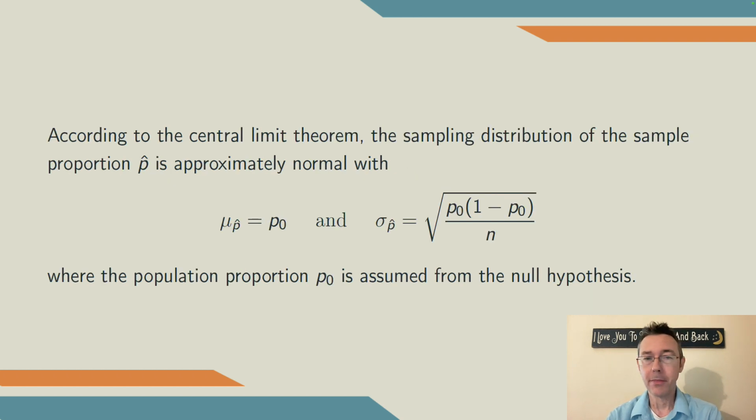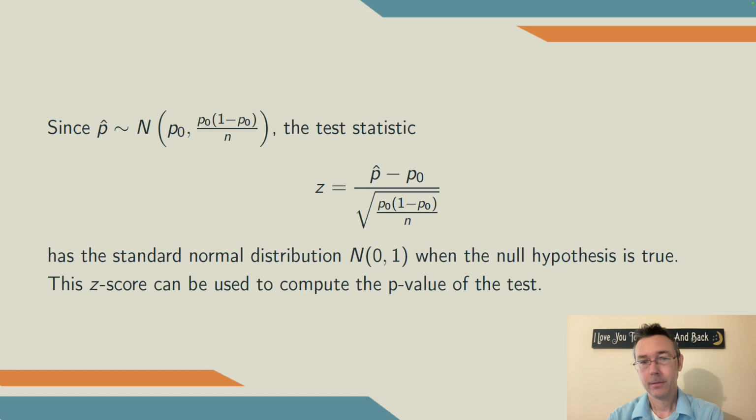According to the central limit theorem, the sampling distribution of the sample proportion p hat is approximately normal with mean p naught, where p naught is the value we're assuming from the null hypothesis, and standard deviation square root of p naught times 1 minus p naught over n. I talk about these formulas in some depth in my video on confidence intervals for proportions. If you haven't seen that or you just need a refresher, I'll have a link up top.